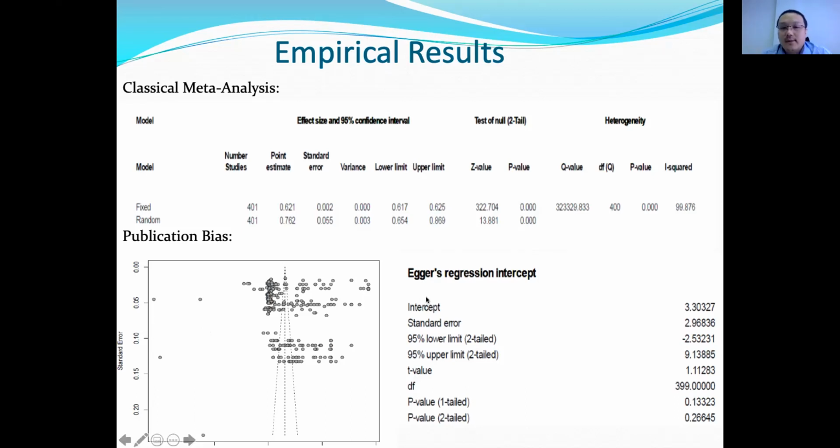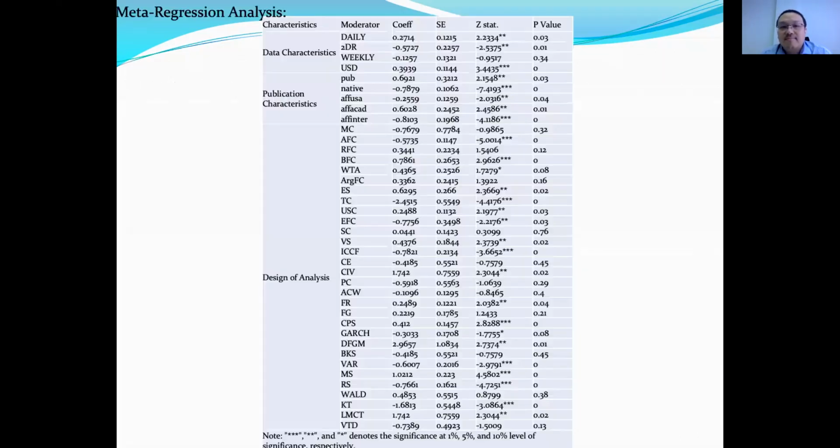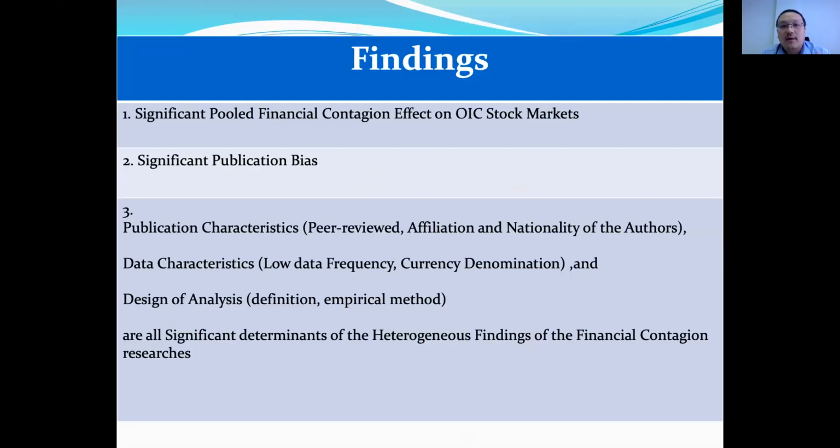The Egger regression test also shows whether publication bias is significant. As we can see, the p-value over here is not rejected, it's insignificant, which means publication bias is not significant in this research. All right, so this is the data.